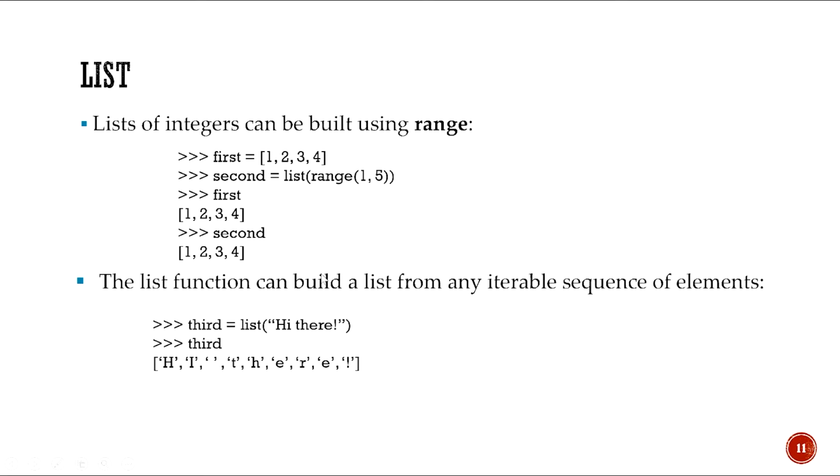The list function can build a list from any iterable sequence of elements. So list is another built-in function which makes everything a list. In this example, you can see that we have a string, hi there. We apply list to it, then it becomes a list. And let's see what it looks like.